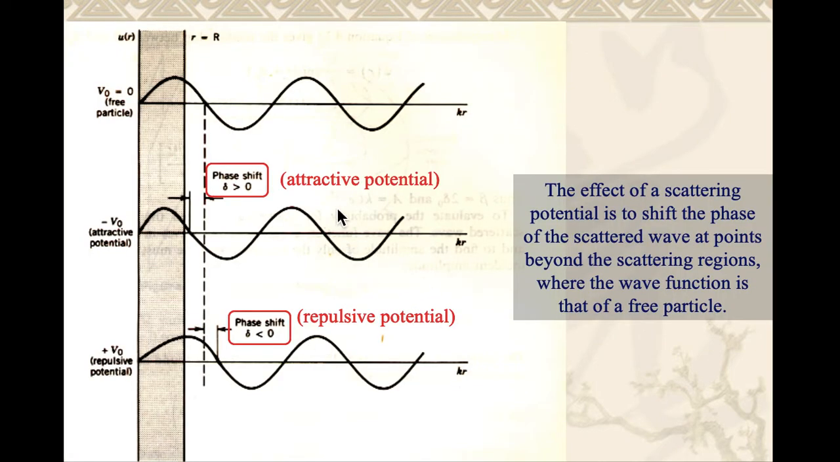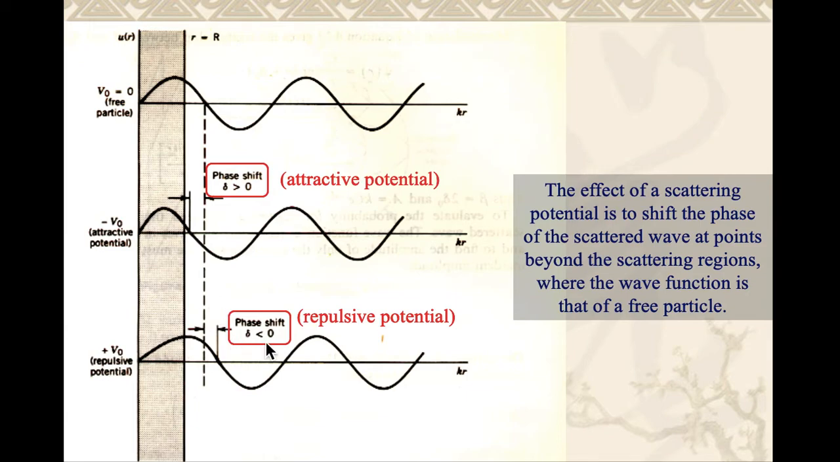For attractive potential, you can see that this sine function is becoming 0 here, that means at a value before this one. And this distance, or this value, you are considering as the phase shift. So this difference, that means the actual value minus the new value, will be greater than 0. This will be the case for attractive potential.